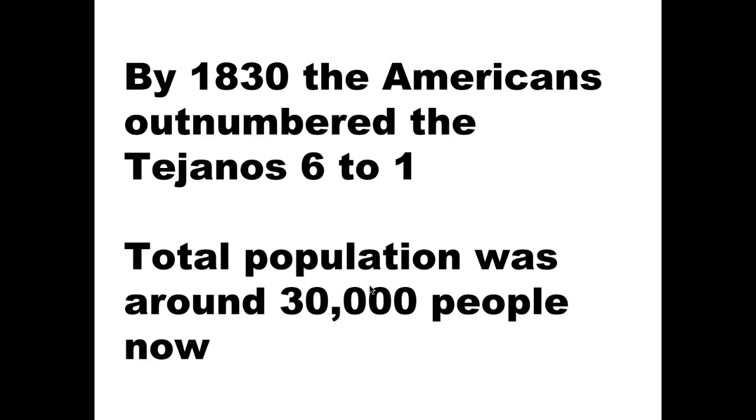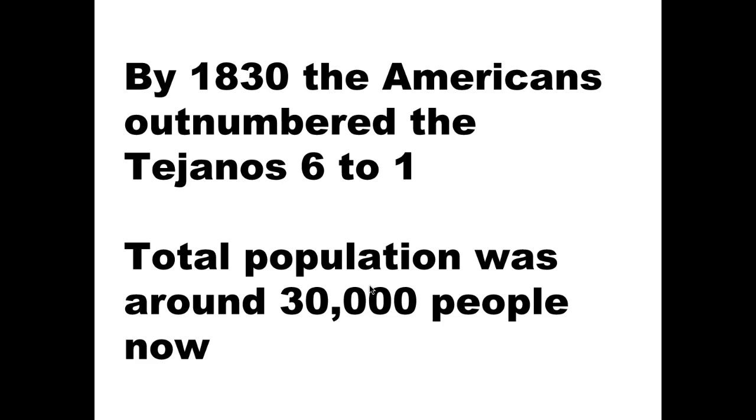Now, by 1831, the Americans outnumber the original Tejanos 6-1. So for every one original Spanish settler that's there, there are now 6 Americans. The total population is now around 30,000 people. So you can kind of begin to see what's happening. The Americans are moving down in large numbers. They're outnumbering the native Spanish, and so there's beginning to be a conflict here.